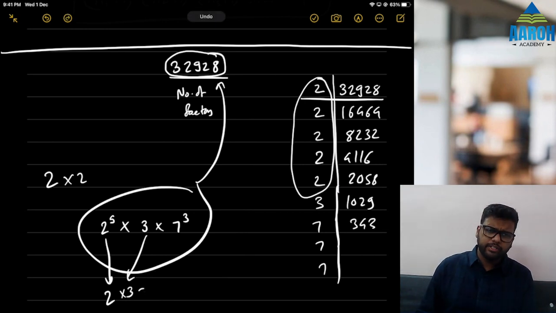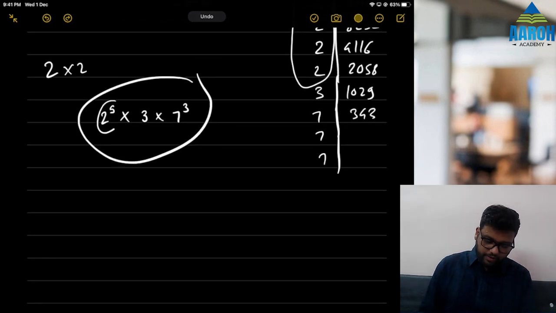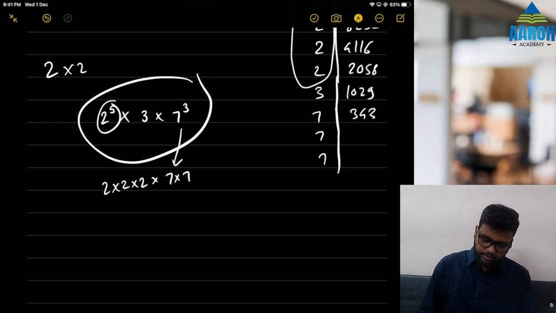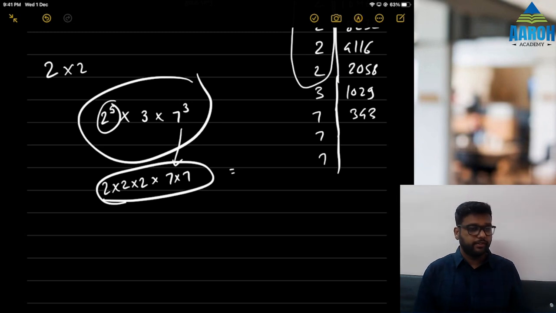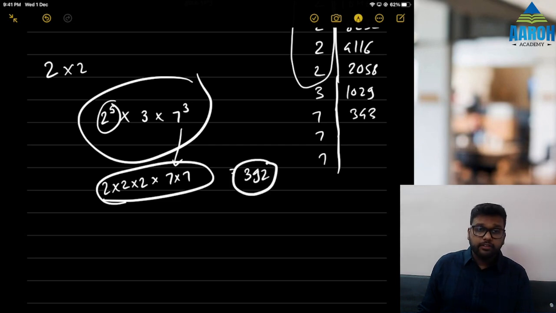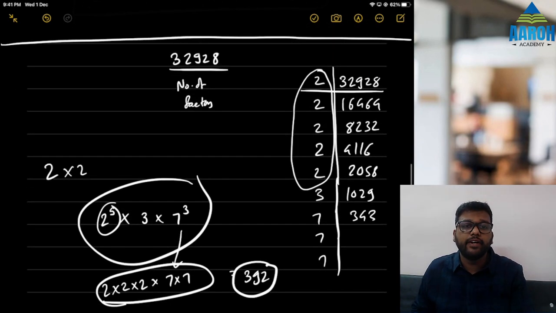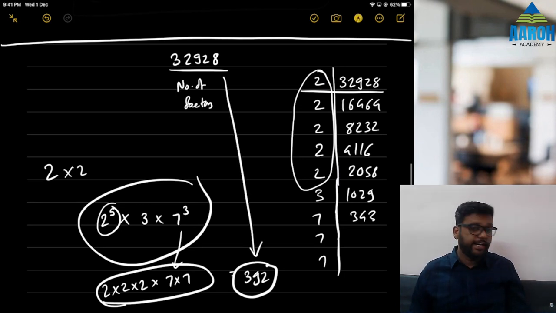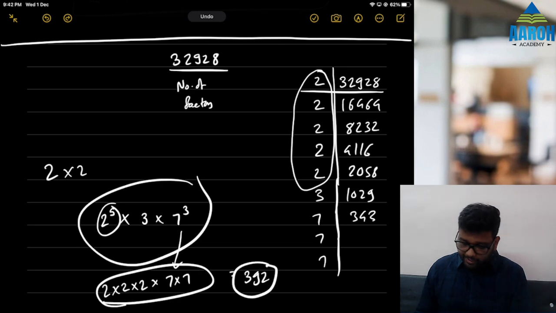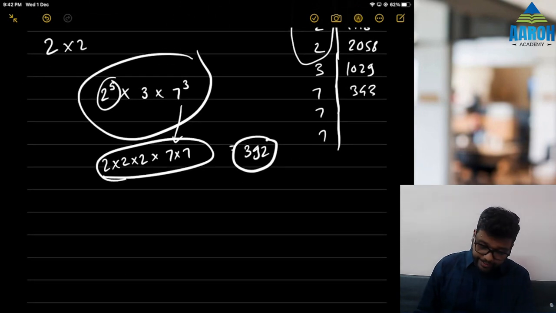Or if we take any other combination also, let's say we take, understand, there are 5 2's here, right? 2 raised to 5. Let's say we take 2 3 times, and let's say we take 7 2 times. Check what is this number? 2 into 2 into 2 into 7 into 7. That is 8 into 49, 392. If you check, 392 will also be a factor of that number, 32,928. Check, divide and check. 32,928 divided by 392. Yes, we get 84.